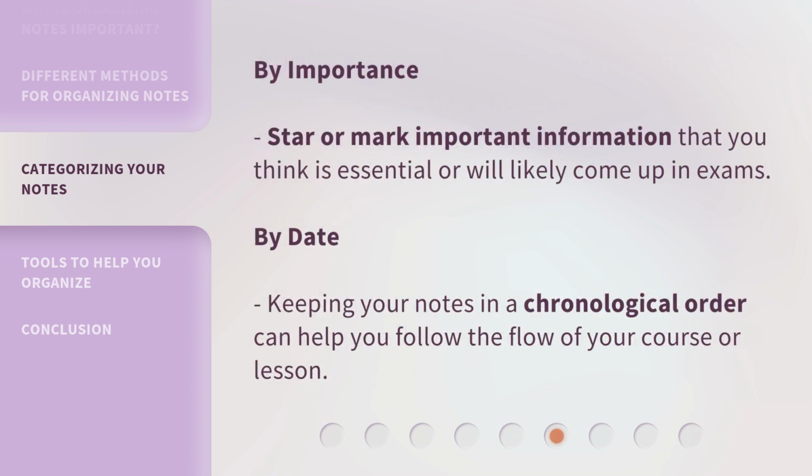By importance. Star or mark important information that you think is essential or will likely come up in exams. By date. Keeping your notes in a chronological order can help you follow the flow of your course or lesson.